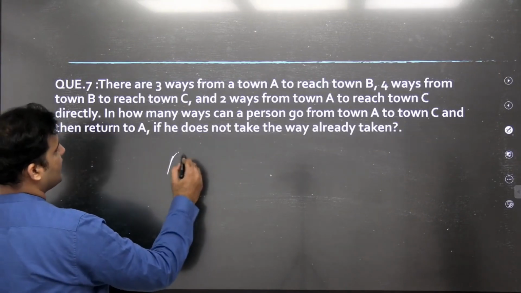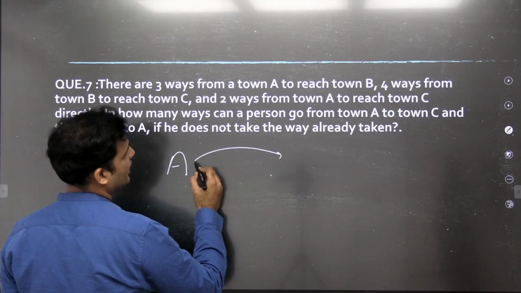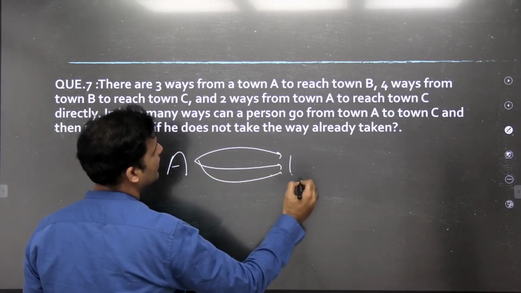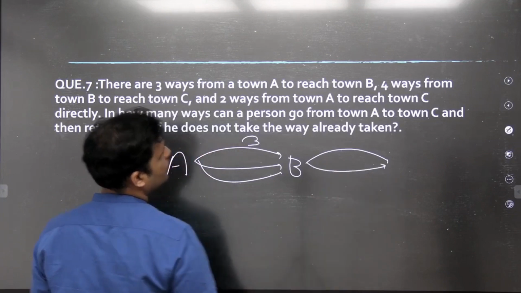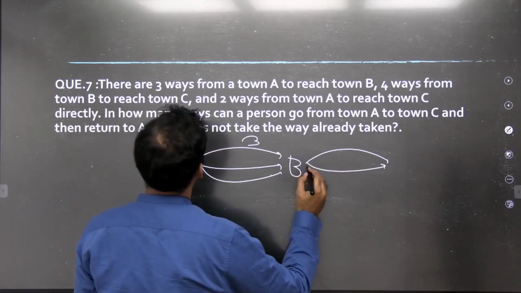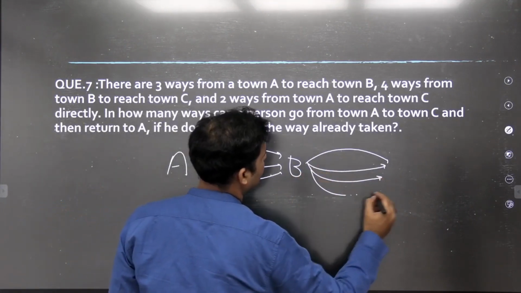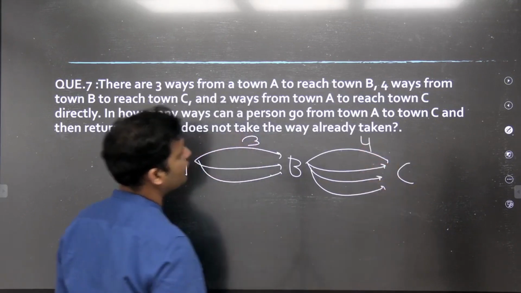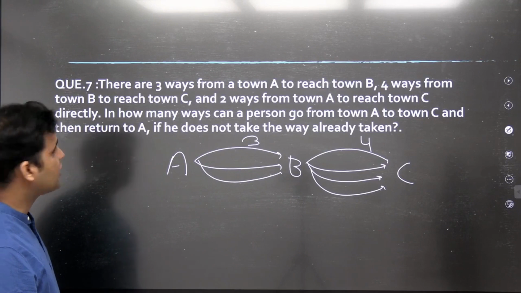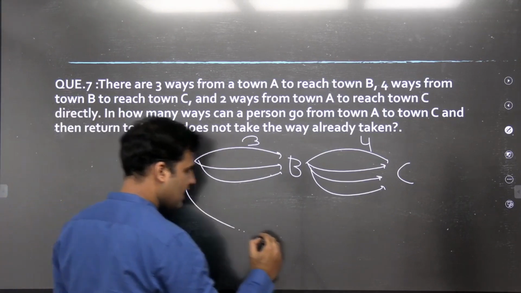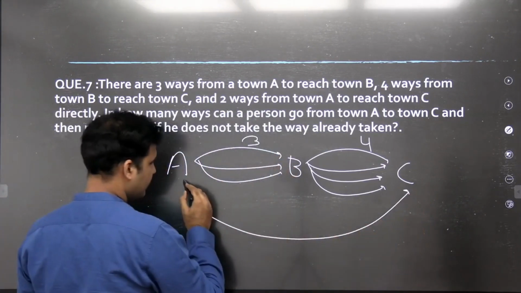Right, this one is different. There are 3 ways to travel from town A to town B. A से B जाने के आपके पास 3 different ways. 4 ways to travel from B to reach town C, right? Town C पे जाने के आपके पास 4 different ways. And 2 ways to go from A to reach town C directly. So A से C जाने के भी आपके पास 2 direct रास्ते हैं.